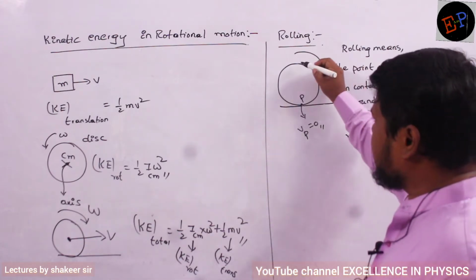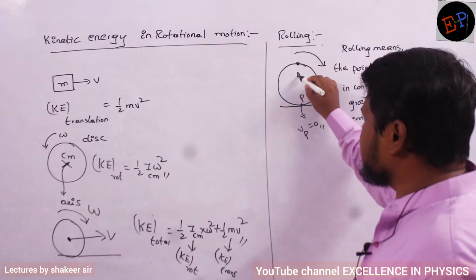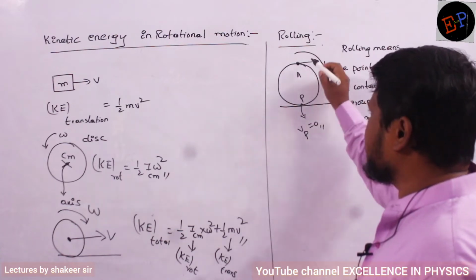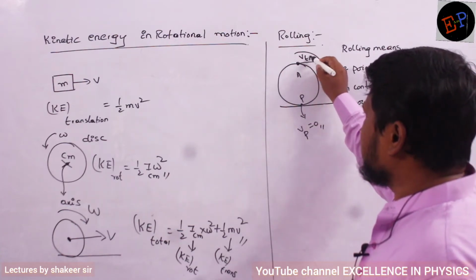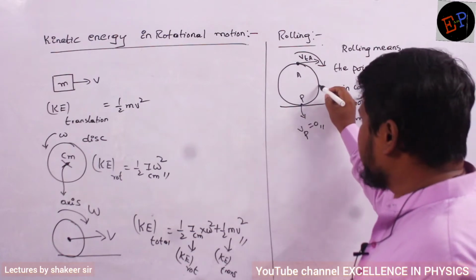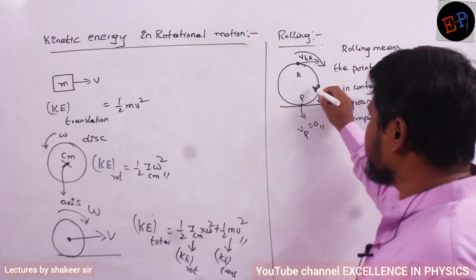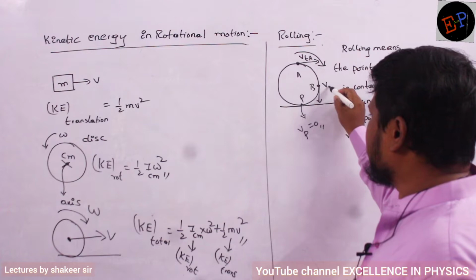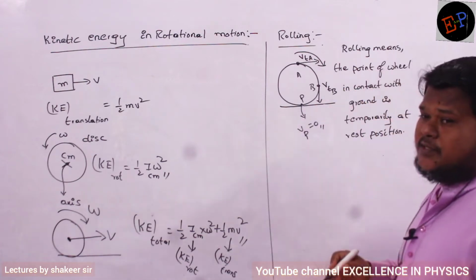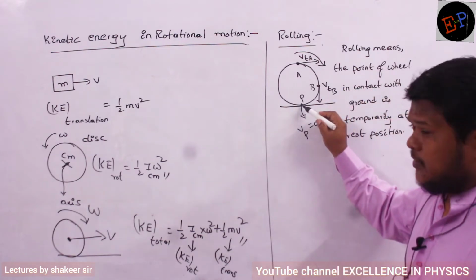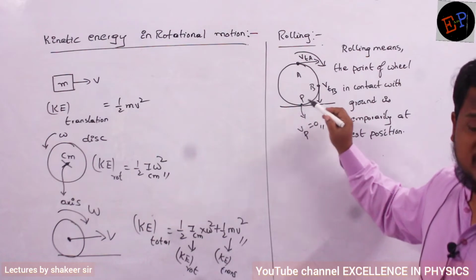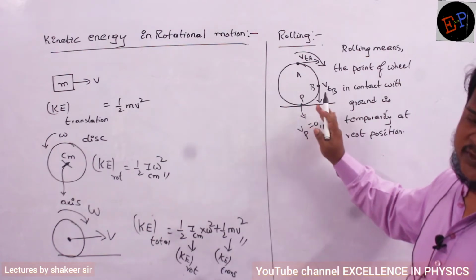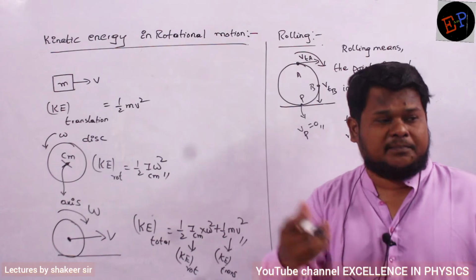For example, if you take this point A, this point A will have tangential speed in this direction, which I can call VTA. This point B will have tangential speed in this direction, which I can call VTB. Are you able to understand? But at this point, it will not have any tangential speed. It will be temporarily in rest position. That condition is called rolling.